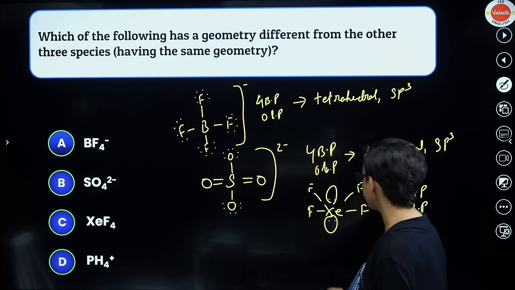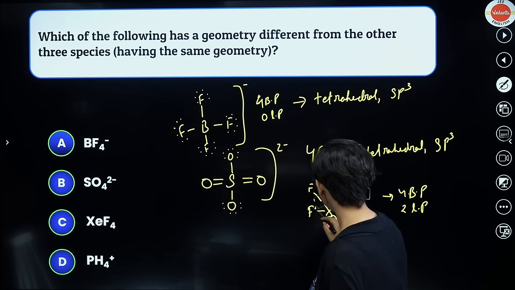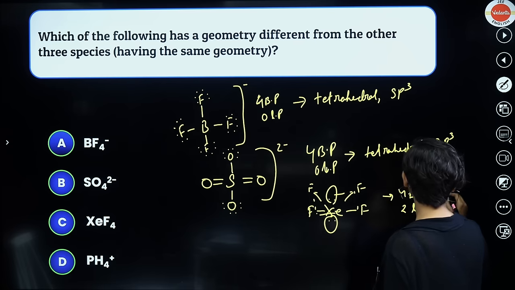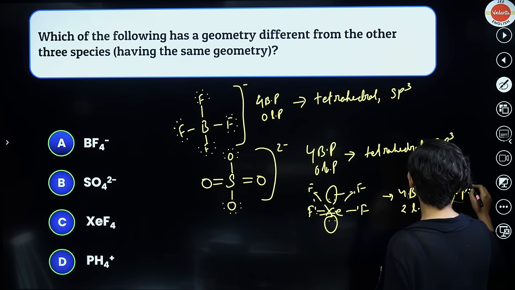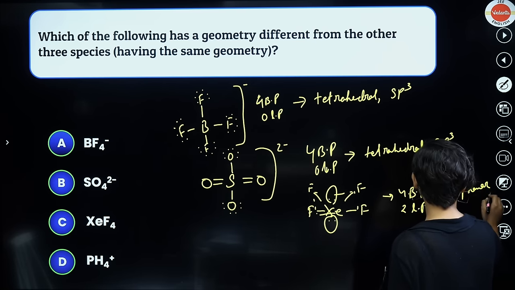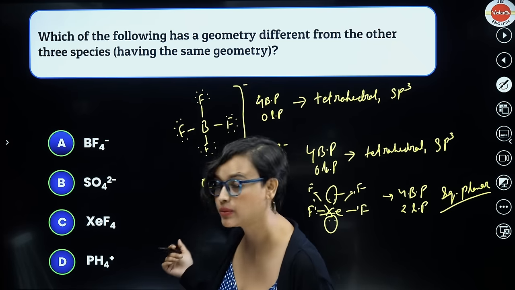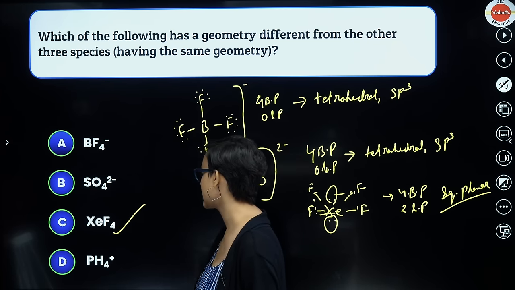6 here, that means, look at this, this will be square planar, right? This will be square planar. But steric number 6 should be octahedral, but this is square planar, alright? So that means this is the case, my dear students.